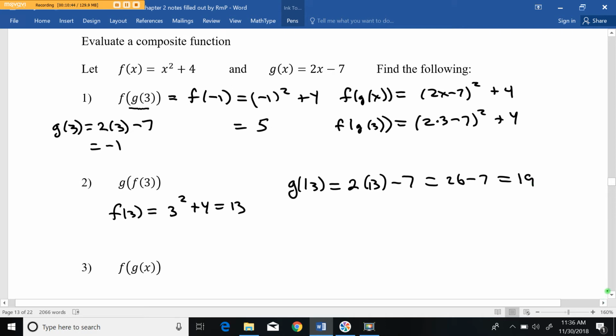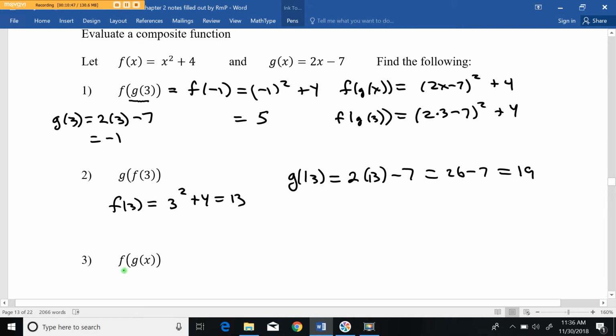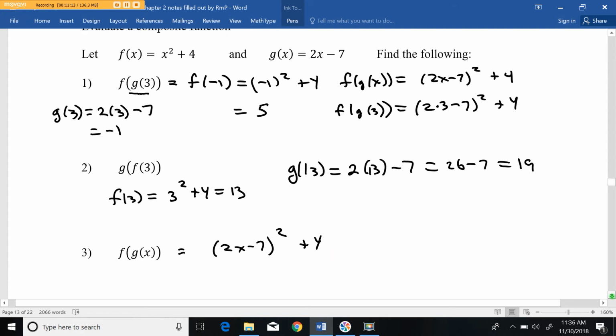Very last one here. Let's see. F of g of x. That means take this in for x here. And I've already done that, but I'll go ahead and do it one more time. So again, f of g of x means we're going to take g of x, which is equal to this, and it goes in for x into the function f. So that's going to be 2x minus 7 squared plus 4. This can be simplified, but I don't see any need.